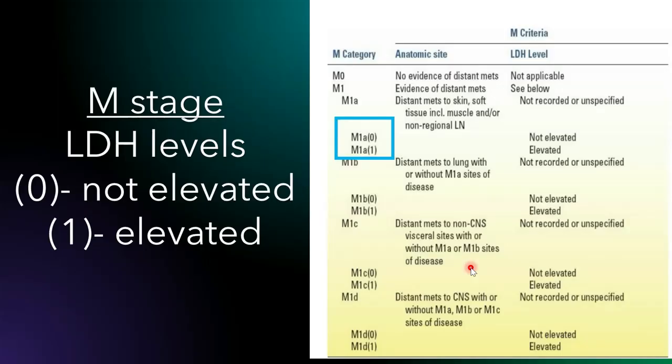It is not yet over. In M1 also we can see a 0 and 1 here. So M1B 0 and 1, M1C 0 and 1, M1D 0 and 1. 0 means we have to check for the LDH levels. If LDH level is not elevated, it is 0, and if LDH level is elevated, it is 1.